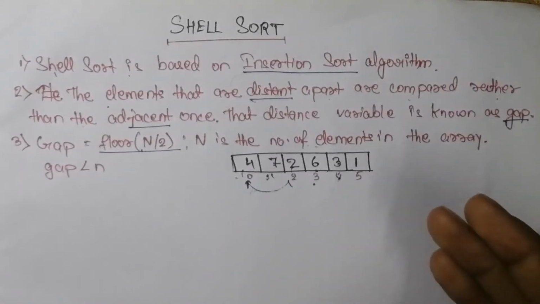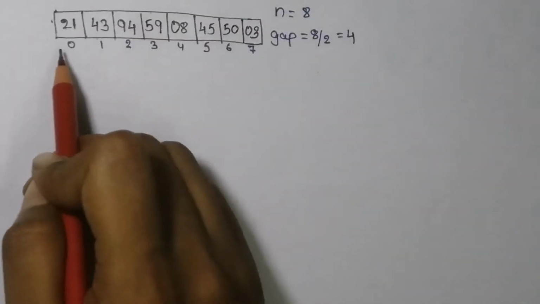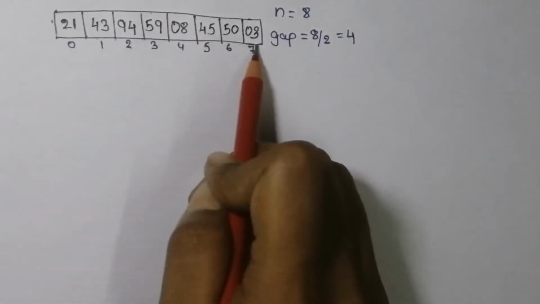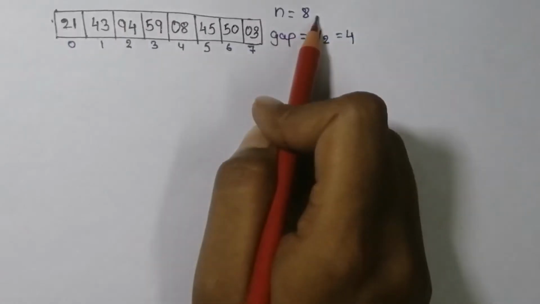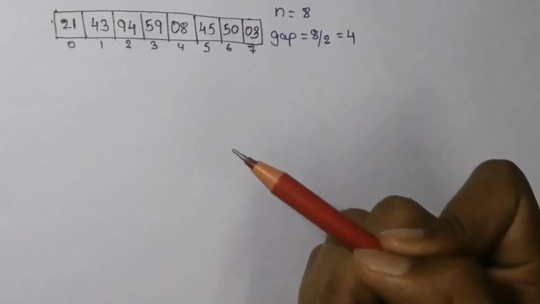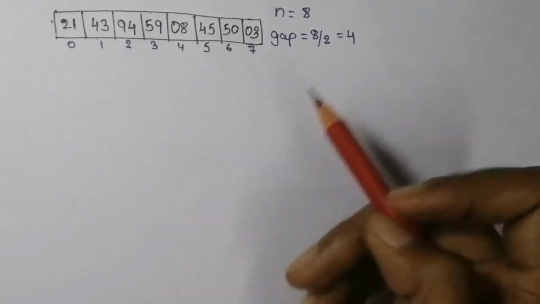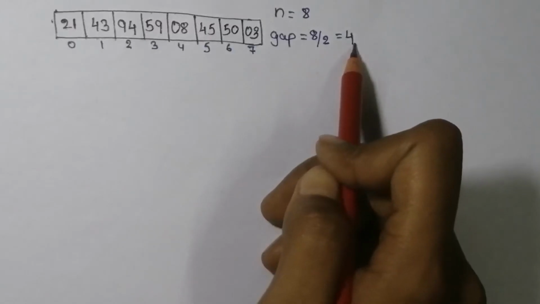Now let's understand this method with the help of an example. Let's sort this array using Shell Sort. Here there are 8 elements starting from index 0 to index 7. So n equals 8. We have just now seen the formula for calculating the gap. Gap equals floor of n by 2. N is 8, so gap equals 8 by 2 equals 4.